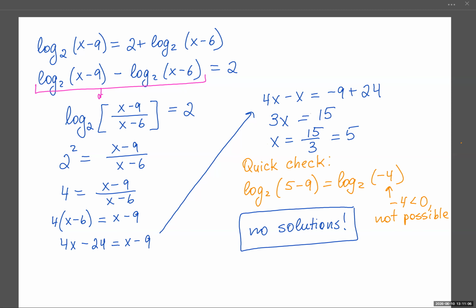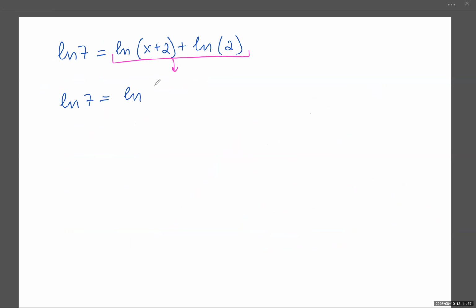Okay, one more example on a different type of logarithmic equation. Natural log of 7 equals natural log of x plus 2 plus natural log of 2. Now I have 3 different logs. 2 of them are on the right-hand side. I'm going to go ahead and combine these 2 into 1. So this is natural log of 7 equals natural log of x plus 2 times 2.